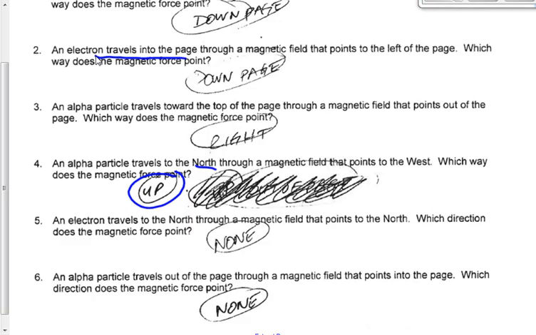Any issues with 1 to 6 here before we move on? They all good? Everybody know why 5 and 6 have no force? They're parallel. In the first case, the field is parallel to the direction of the particle. And in the second case, question number 6, you've got an alpha particle going out of the page, magnetic field going into the page. They're 180 degrees to each other, but that's still parallel, right? So the magnetic force would still be 0.